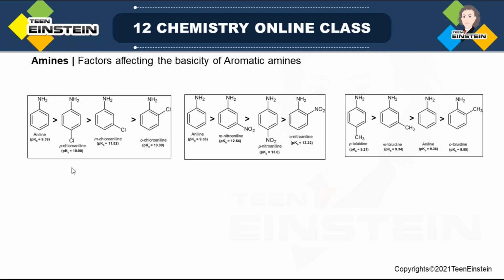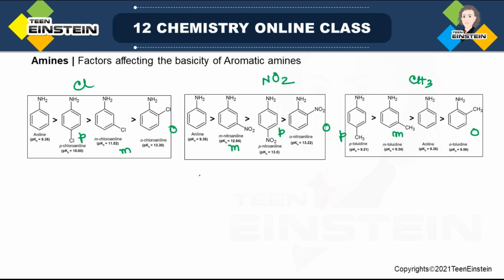Here we have different orders. The first one is chloro substitution. It may be at para position, meta position, ortho position. Then we have NO2 substitution. This may be meta position, para position, ortho position. And then we have methyl substitution. Now this is para, then meta, then normal aniline, and then ortho. So these are the orders for basicity.